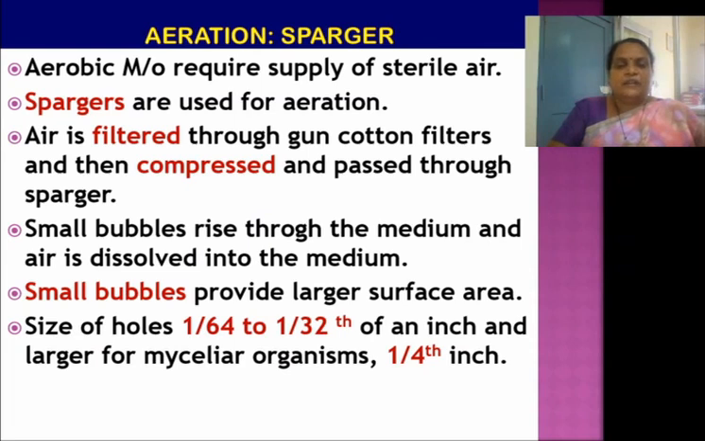Air is provided into the medium in the form of small bubbles. Small bubbles rise through the medium and the air is dissolved into the medium. Smaller the bubbles, larger is the surface area. So there is larger efficiency of dissolution of oxygen into the medium. Therefore, small bubbles provide larger surface area and provide more dissolved oxygen into the medium. Size of holes in the sparger is 1/64 to 1/32 of an inch, or if the organism is mycelial, the size may be larger up to 1/4 inch.